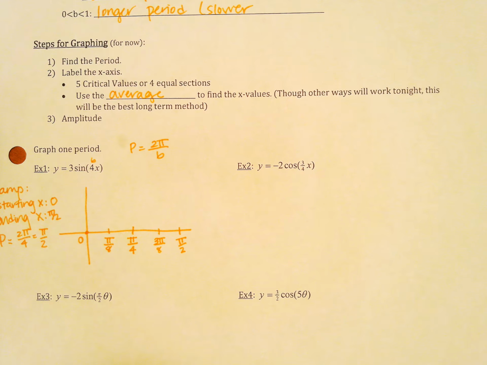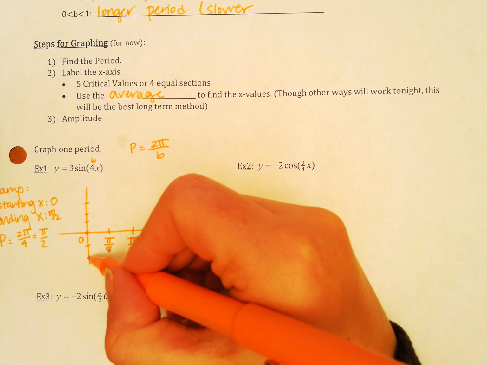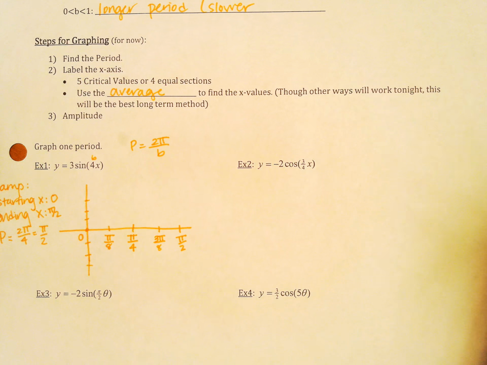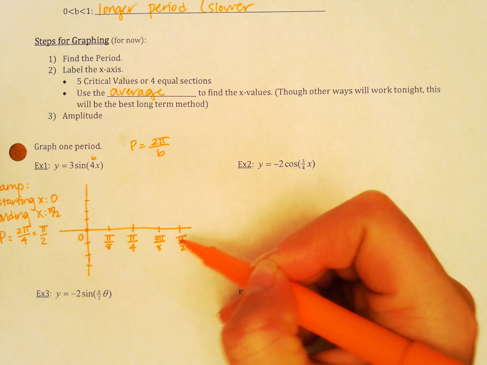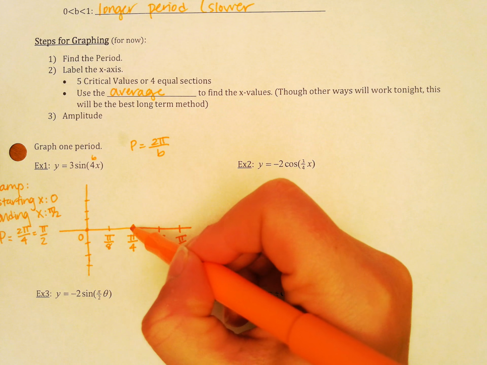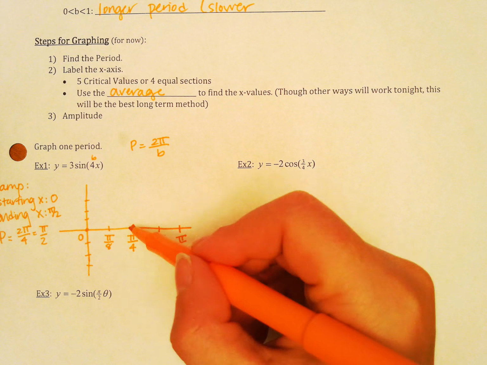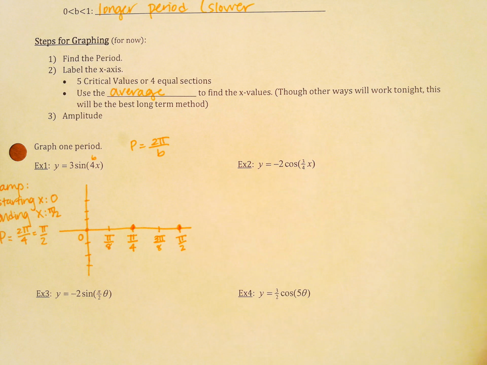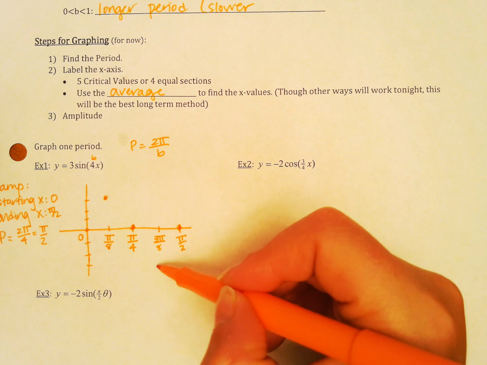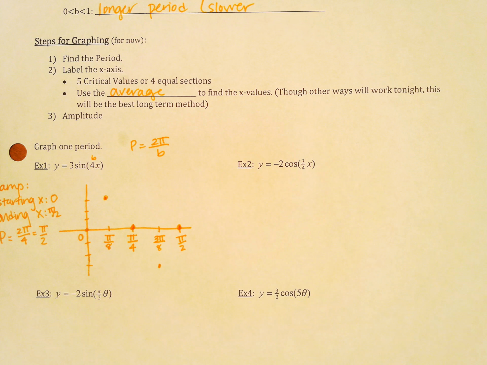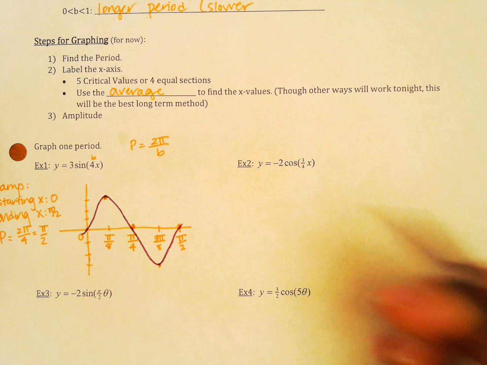So those are 5 critical values that we're labeling. And then we're going to deal with our amplitude. So we're going to go up 3 and then down 3. For sine, our normal sine looks like this. So we're going to start here at 0. We have a 0 in the second critical value, or I guess 1, 2, third critical value, and then the fifth critical value, 0 at the last. And we're going to go up 3 units and then down 3 units. And then there's our sine graph. Something like that.